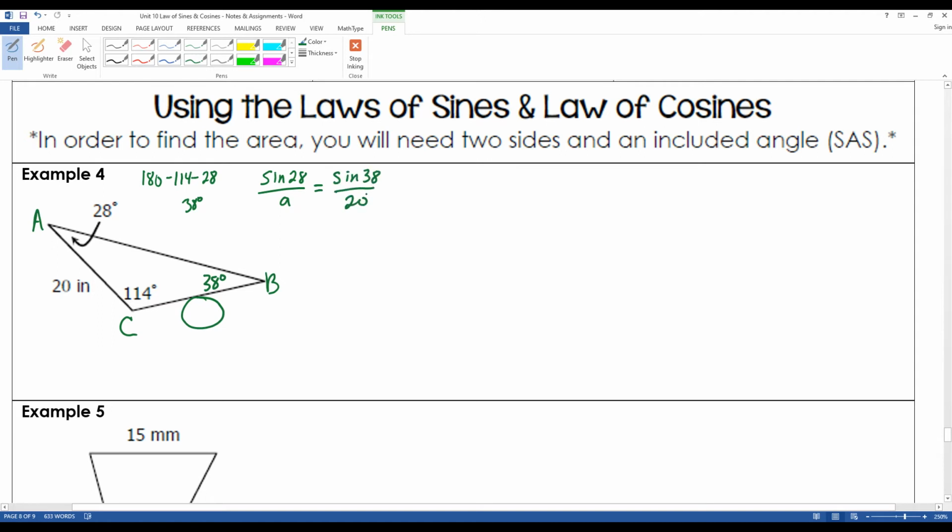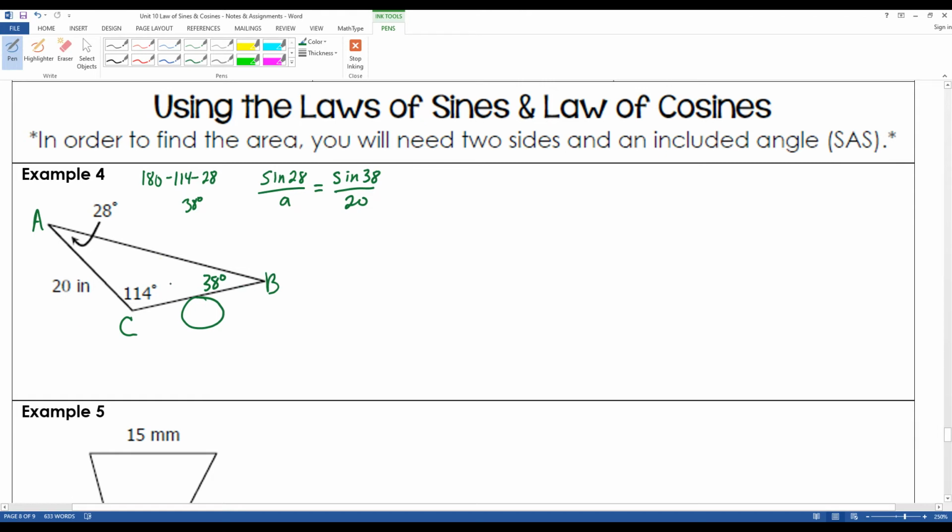So let's back up. I'm looking for this side over here, BC, the one that I've circled here. To do that, I have to use law of sines. And to use law of sines, I needed this other angle over here, which I found by subtracting them from 180. Now I just set up my ratio. I couldn't use the 114 in the law of sines because I didn't have that other side AB. So I had to use this angle because I had the side 20.